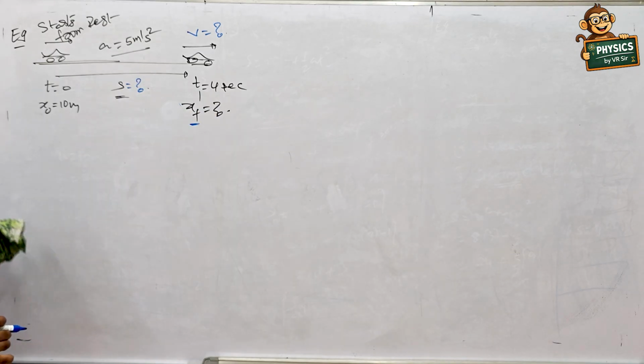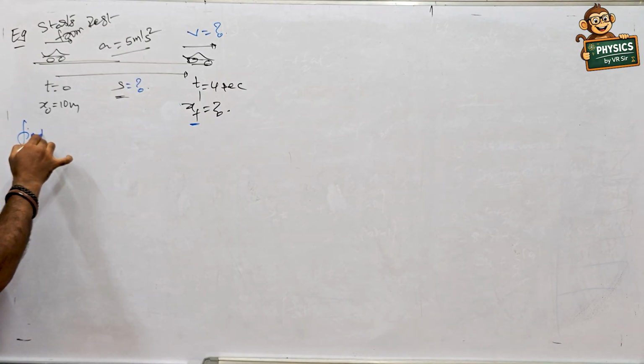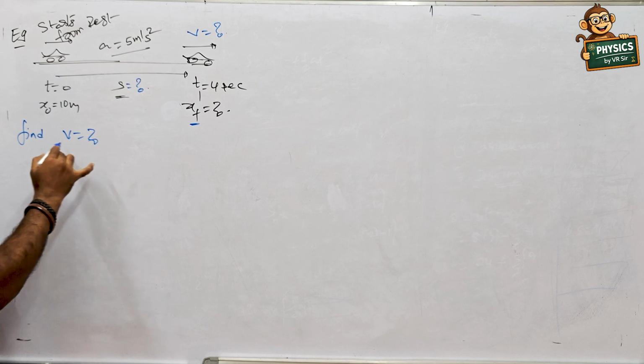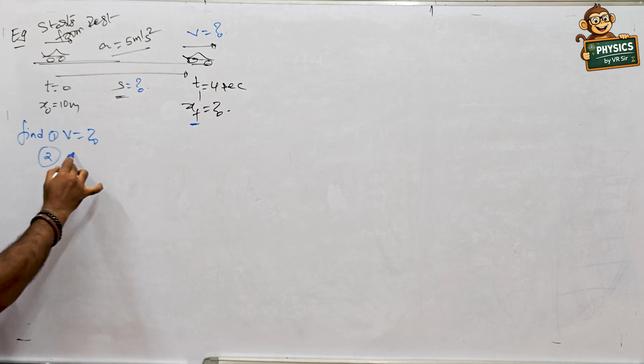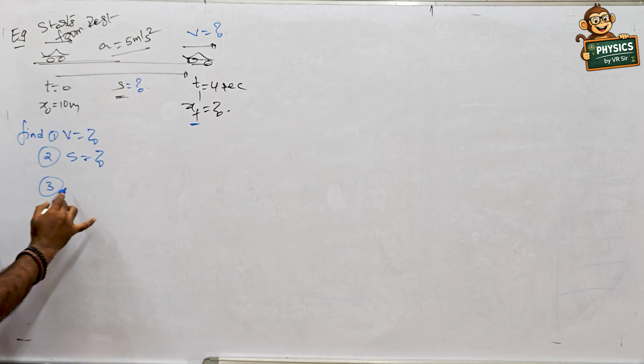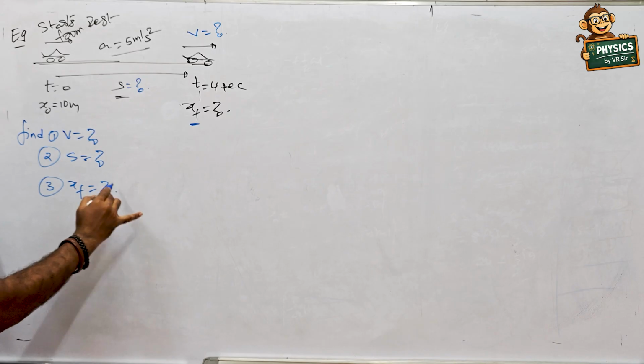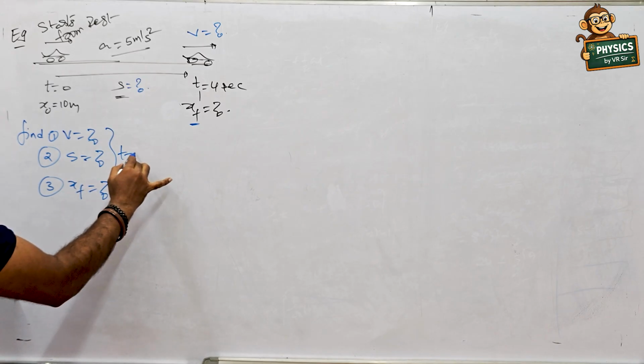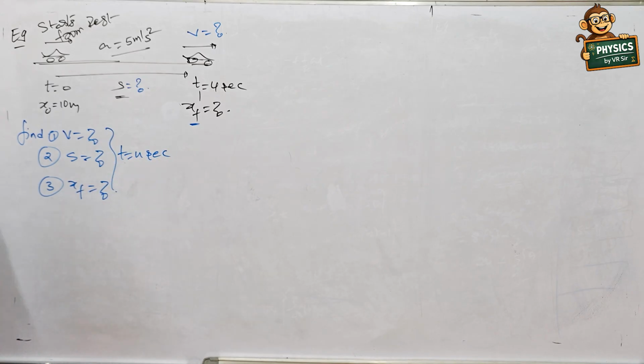Now I am giving you: find velocity. Second one, displacement. Third one, final position. This is with respect to t equivalent to 4 seconds. All these things. Hope it's clear.